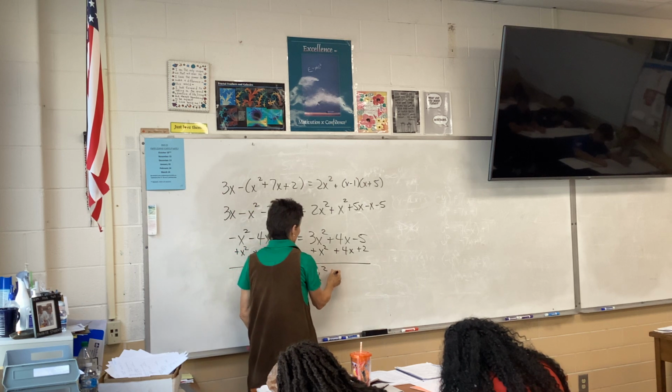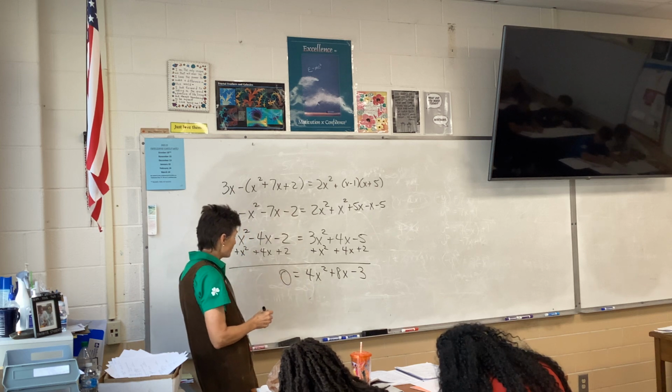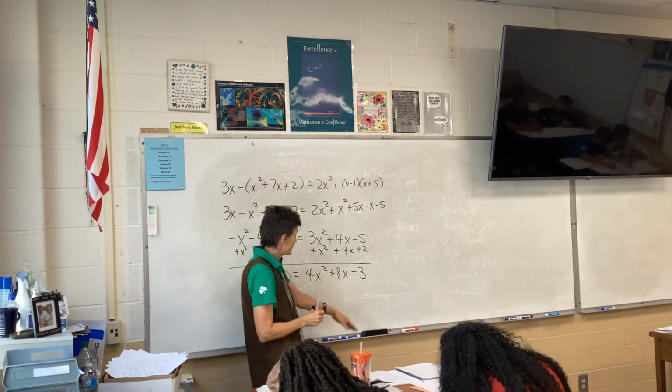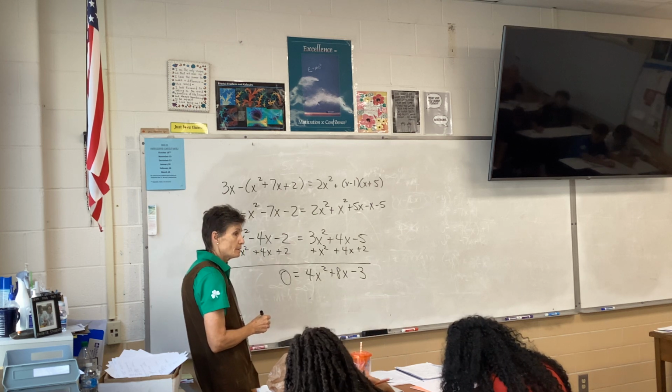So 4x squared, 8x minus 3. How's that? So if you moved it the other way, you'll have negative 4x squared, negative 8x, and positive 3. Now what?